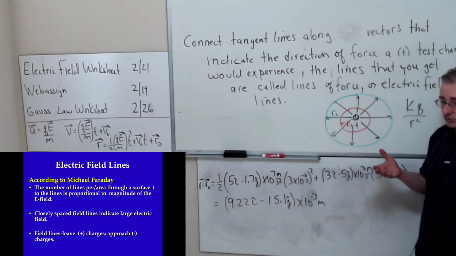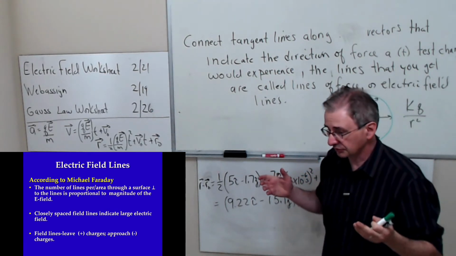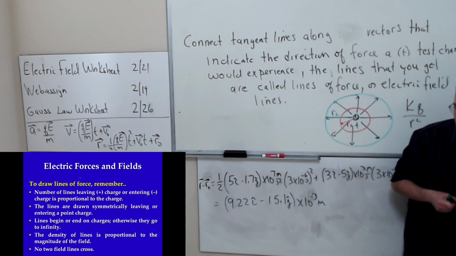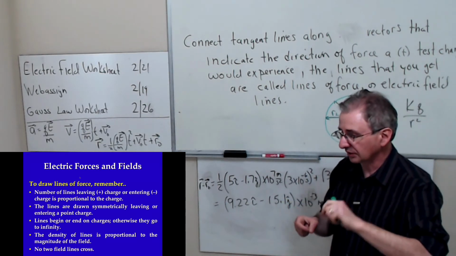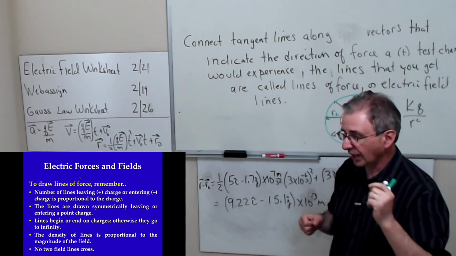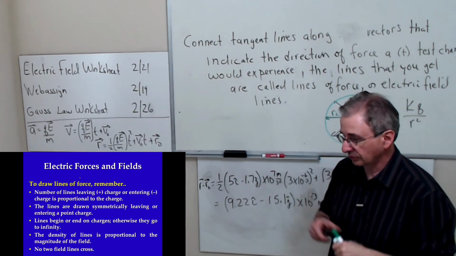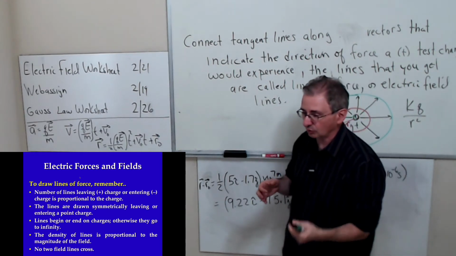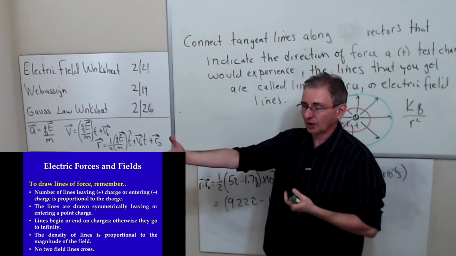So there are some rules for drawing these. I'm going to show you the rules. Number one, the number of lines leaving a charge or entering a charge is proportional to the charge. So there isn't just a specific number you have to draw. You can choose whatever you want. But if you have another charge that's twice as big, you have to draw twice as many lines.